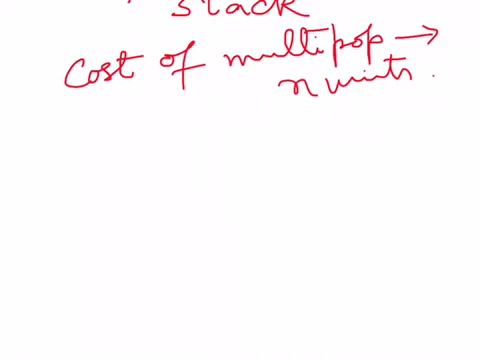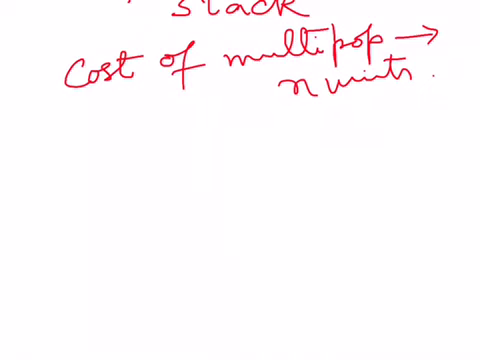Now, is it the true picture? So in other words, what I'm saying is multipop has complexity of order n, when n is the number of items that you are popping. What amortized analysis helps us to do is to analyze situations like this, not in isolation of a single operation, but rather as part of a collection of operations. So what do I mean by that?